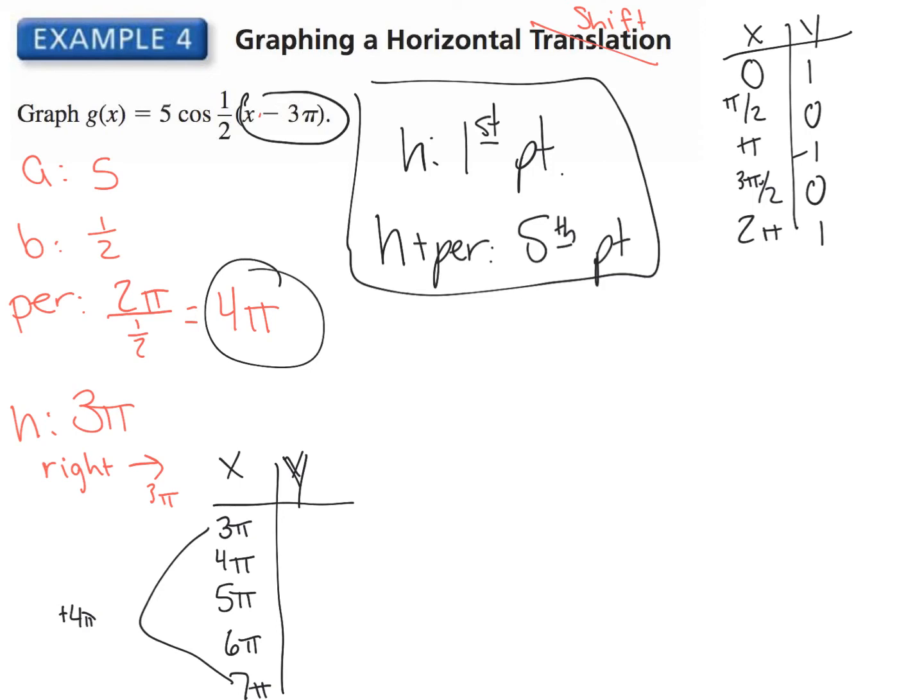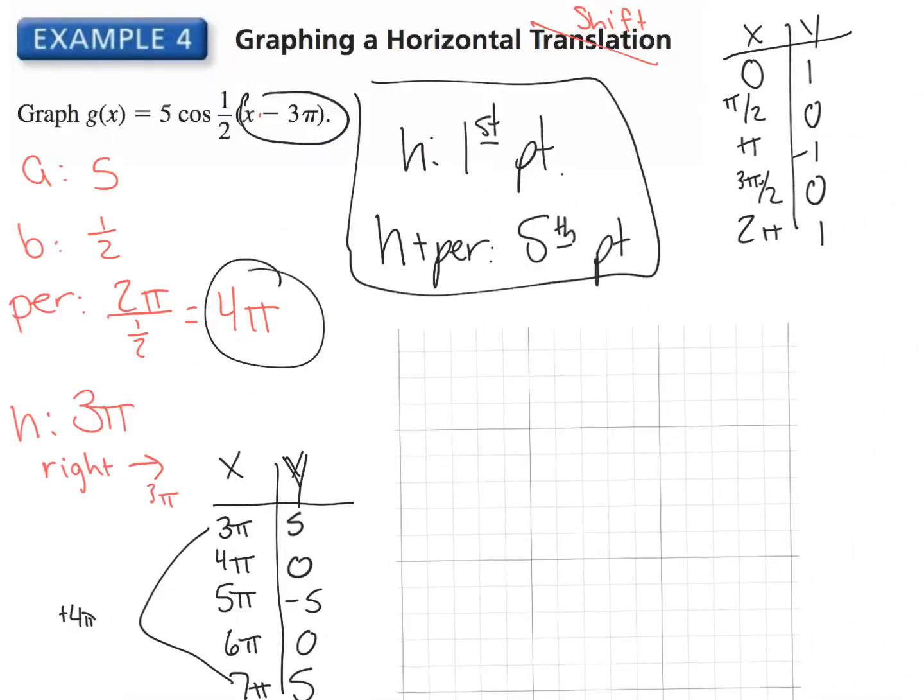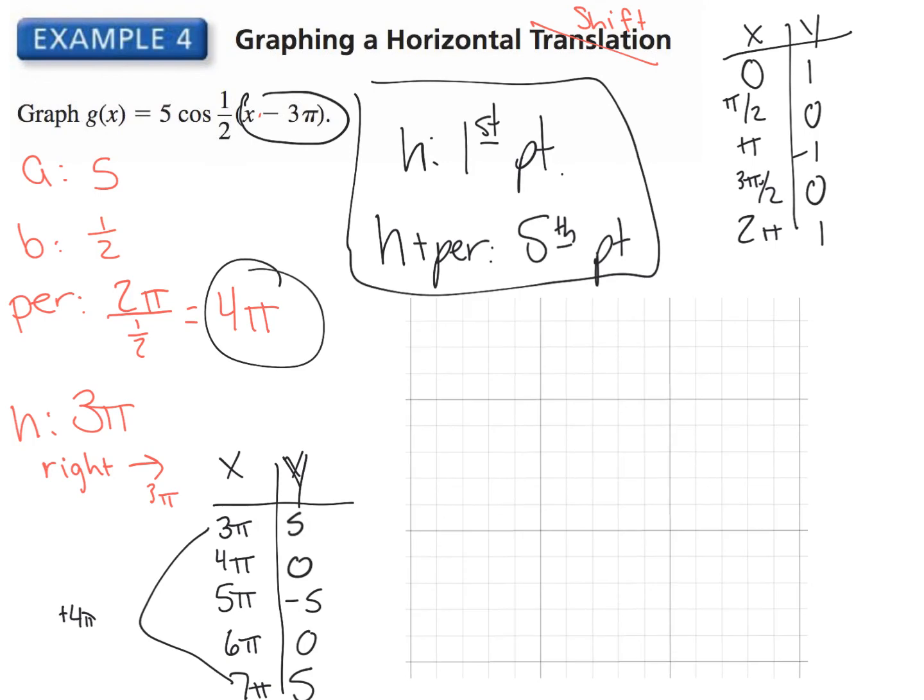So that's everything affecting the x, and all we have left is this a value that we're multiplying our y by. So 1 times 5 is 5, 0 times 5 is 0, negative 5, 0, and 5. And those are our 5 points. Bring it in the graph, and we'll go ahead and graph it.